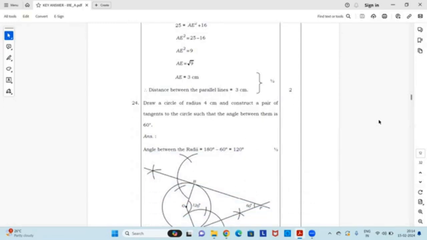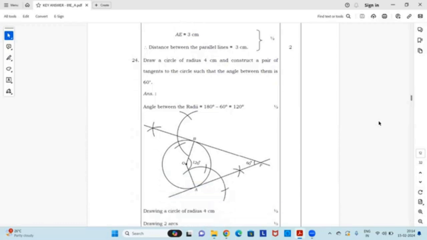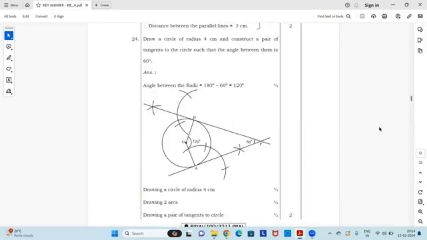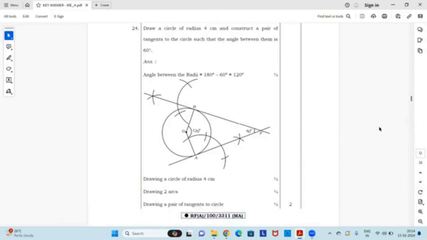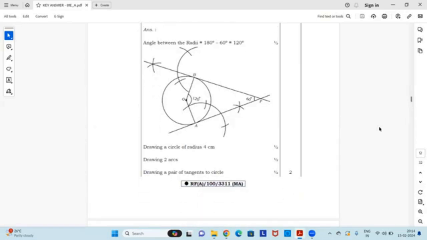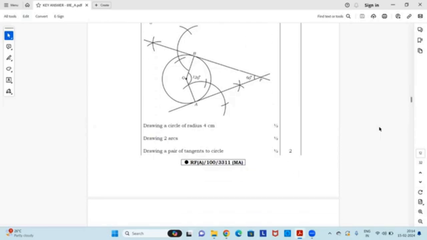Here we come to the 24th question. Draw a circle of radius 4 centimeters and construct a pair of tangents to the circle such that the angle between them is 60 degrees. So here you'll have to work a bit on drawing the circle and the angles with your geometry instruments. Do not forget to carry your geometrical instruments for your maths exam because you have a question based on it. And after drawing, the measurements are written down, like how the marking scheme will be given.